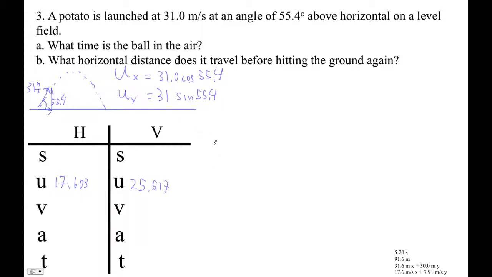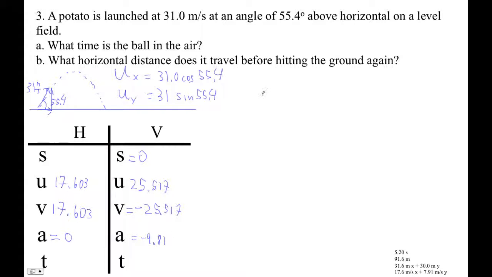Okay, so let's see. I just did this without really thinking because you always have to do that with angle magnitude vectors, right? Then this guy's 0, this guy's negative 9.81. Because it can't accelerate horizontally, any velocity anywhere horizontally is 17.603. And then this is just an up and down. It's going to land at the same elevation, so the final velocity here is minus 25.517. And that's the key there, right?